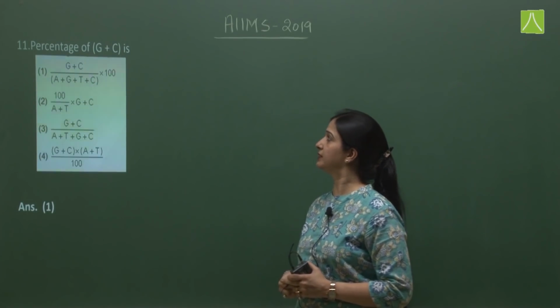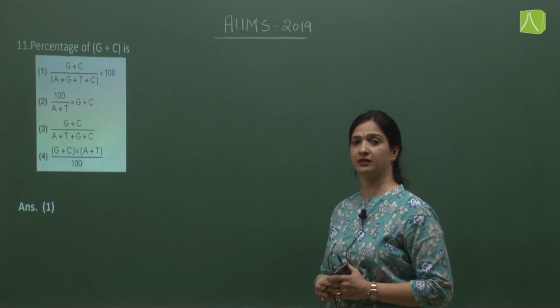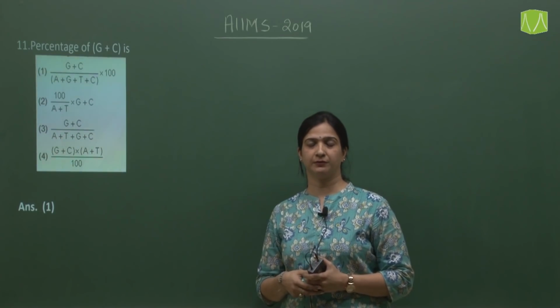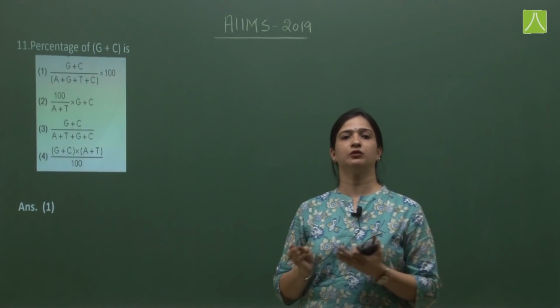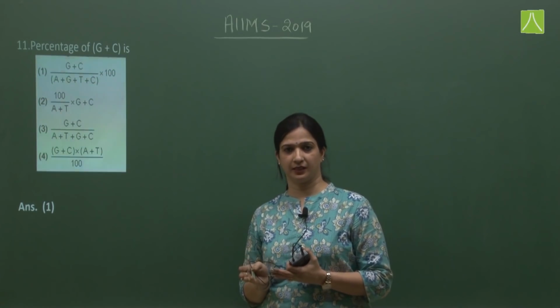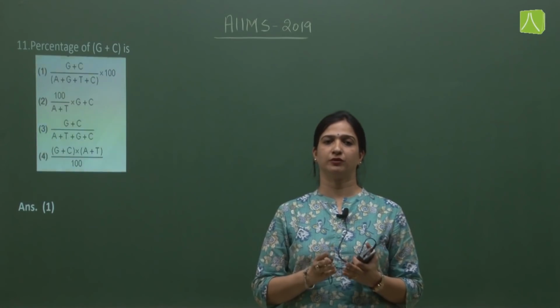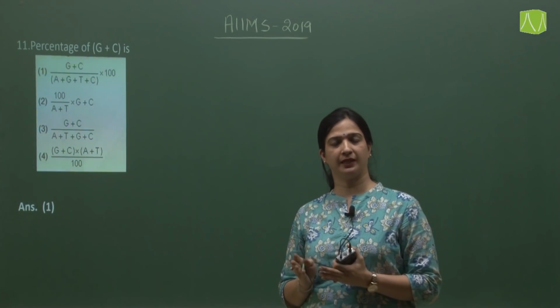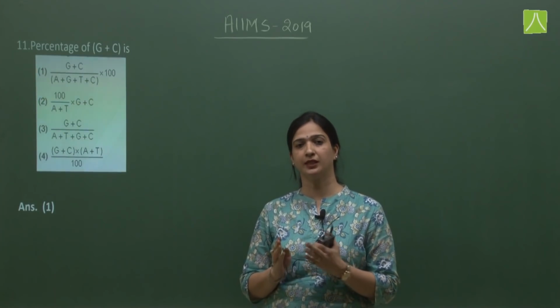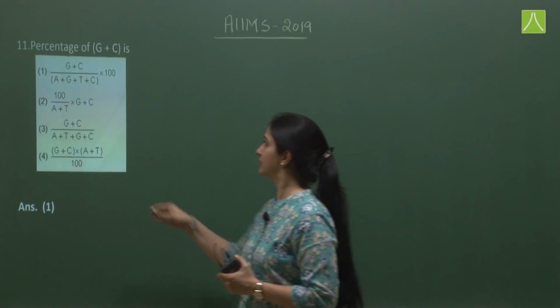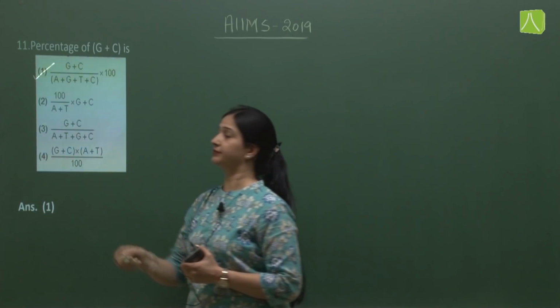Question number 11, percentage of G plus C is. According to Chargaff's rule, the total amount of purines is equal to the total amount of pyrimidines, or we can say the molar amount of adenine is equal to that of thymine and the molar amount of guanine is equal to that of cytosine. So according to this concept, the correct answer will be first.